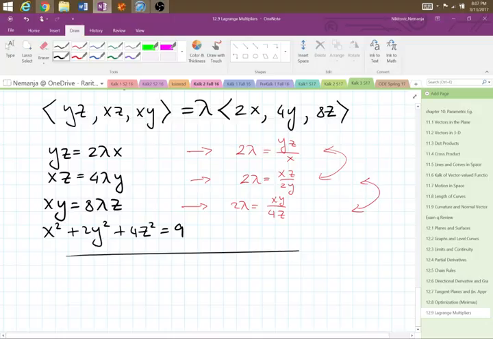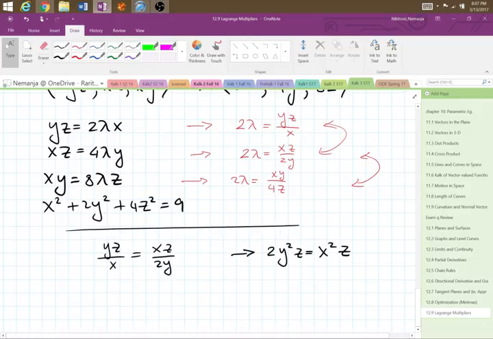So if I equate these two, I get YZ over x is equal to XZ over 2y, from where 2y squared z is equal to x squared z. Nice. And if I equate the other, let me put the red star here, and then we do the blue star for the second pair.